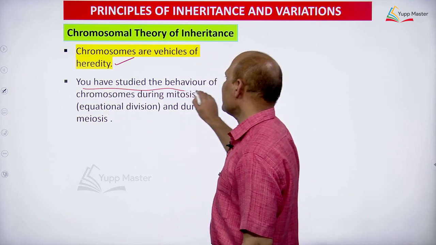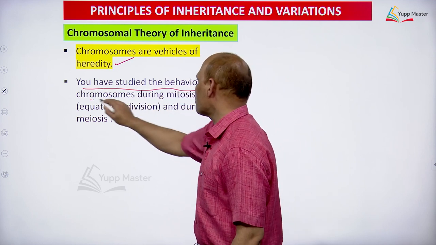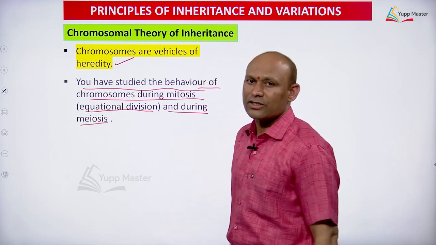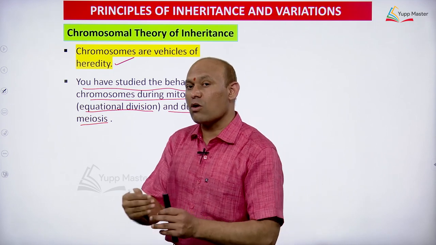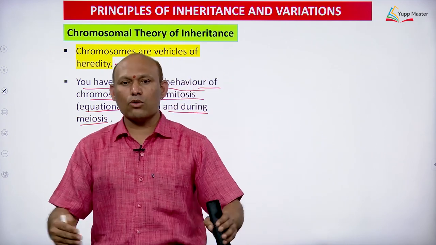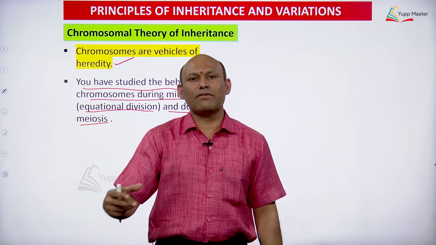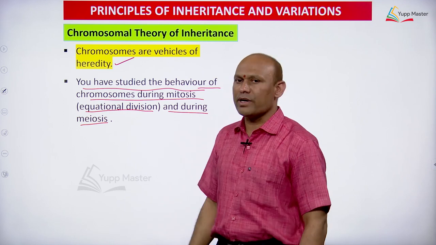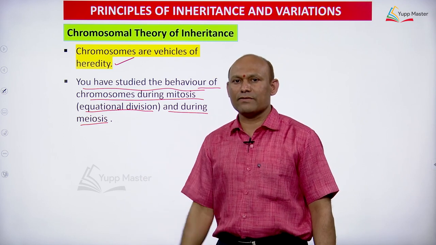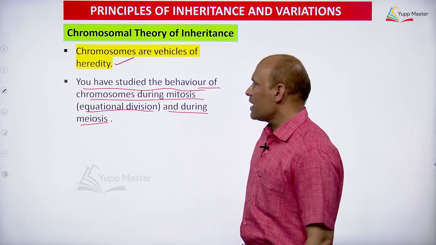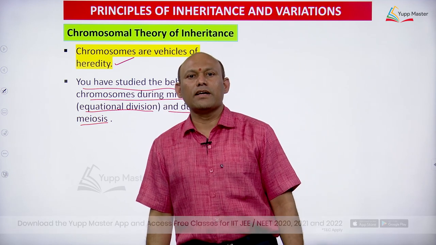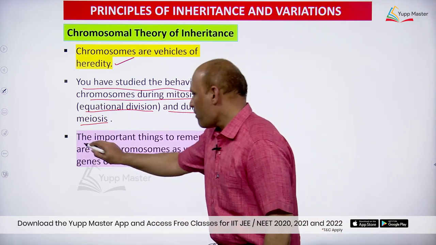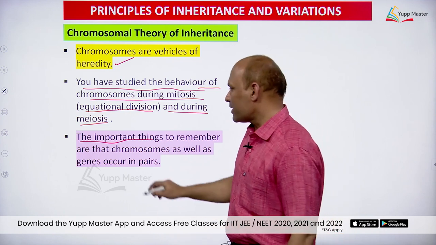You have studied in 11th standard, dear students, the behavior of the chromosomes during mitosis, equational division, and meiosis, that is reduction division, right? Have you studied chromosomal movement, how chromosomes move? You might have studied it in 11th standard in cell cycle and cell division. That is what I have mentioned over here. Reference is very, very important. That is meiosis.